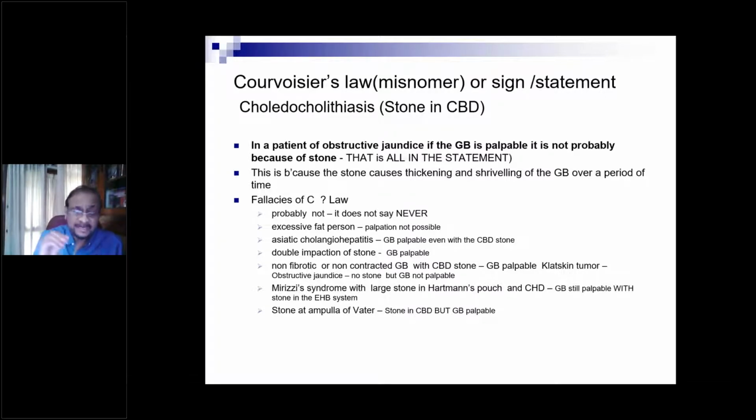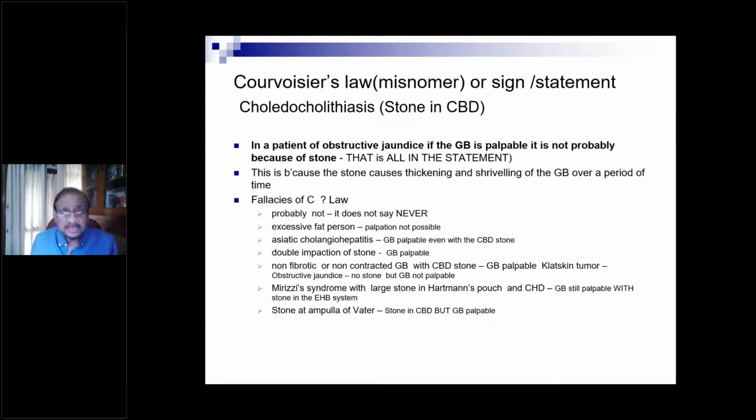So you can still get a normal gallbladder. If you get a normal gallbladder, the CBD block can give rise to a gallbladder lump. Fallacy number one. Fallacy number two. It says probably not. It doesn't say never. See, it is not probably. It doesn't say it is never because of stone. So that means even at that time, there were a group of patients where the gallbladder was palpable even with the CBD stone. So fallacy number two.